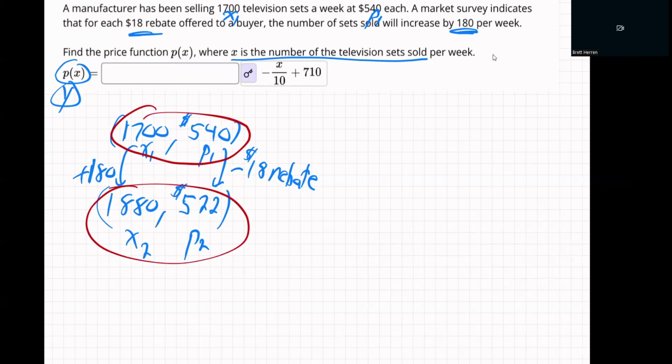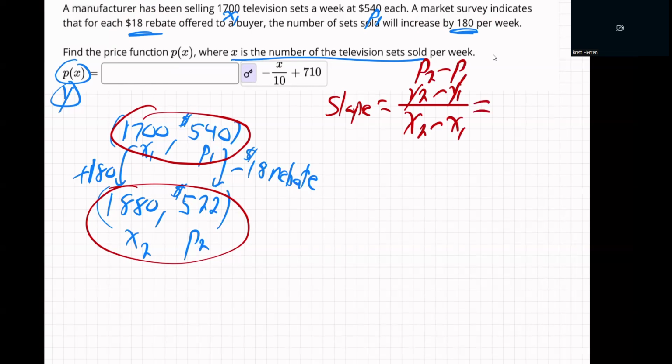So I want to find the equation. This is a linear relationship because every time you go $18 down in the price, you go up 180 sets sold. That's a straight linear relationship. So how do you find that? Well, you've got to find the slope. What is slope? Remember the equation for slope? It is y2 minus y1 over x2 minus x1. And remember, p, price, is our y value here.